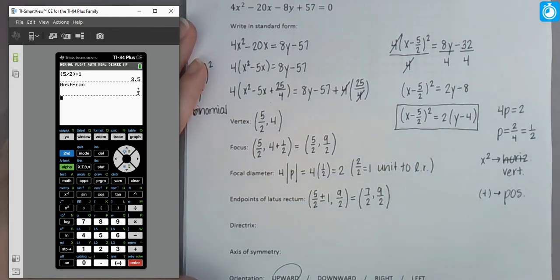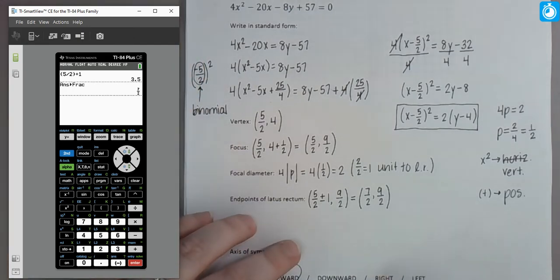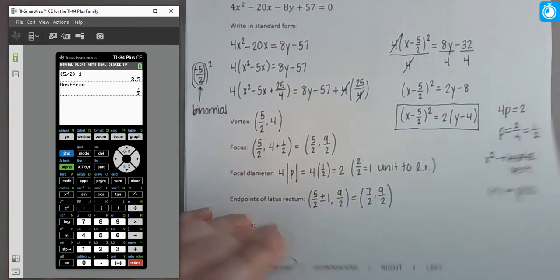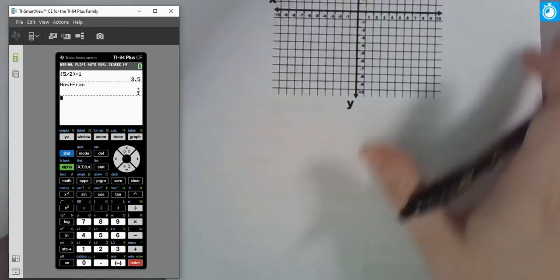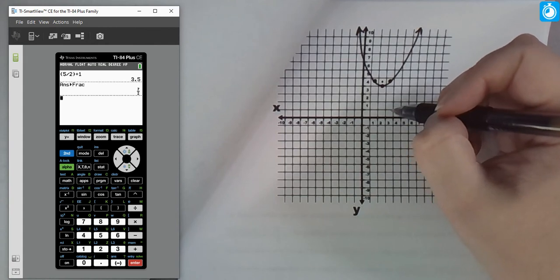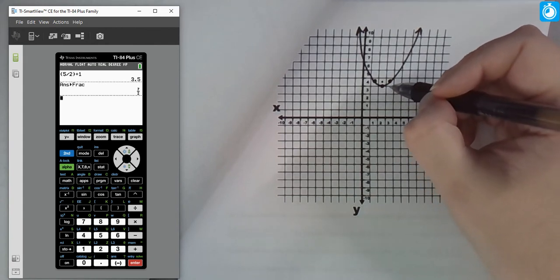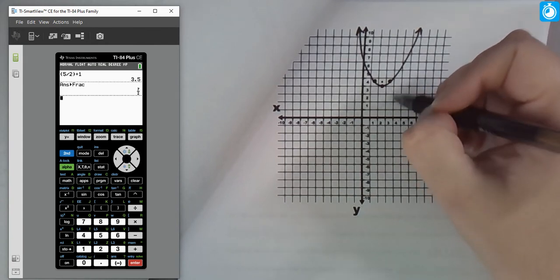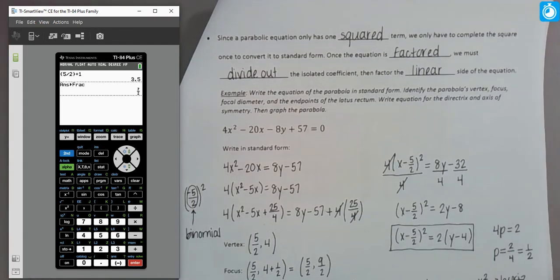Let's verify that that makes sense with the graph. So we said that one of the endpoints was going to be at 3.5 and then 9/2, which was 4.5. So do we have a point at 3.5 and 4.5? Well, 3.5 and then 1, 2, 3, 4, 4.5. There we go. So that's going to be that particular point right there.